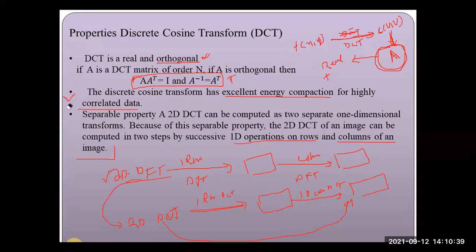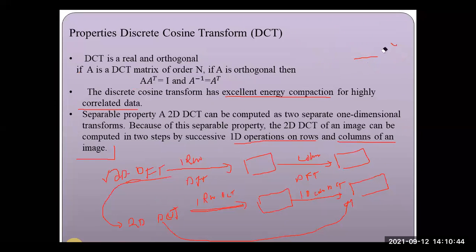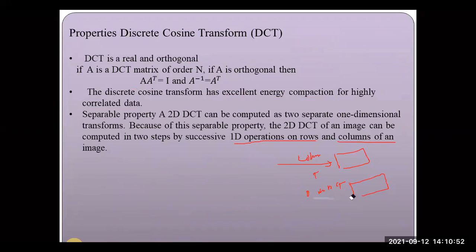So there are 3 to 4 more transformations, but they are not mentioned in your syllabus, like the KL transformation and the slant transformation. As they are not mentioned in the syllabus, we will not cover them for the time being. If time permits, then we will cover those transformations also. But the KL transformation and slant transformation are also important. Okay, fine. Is it clear?